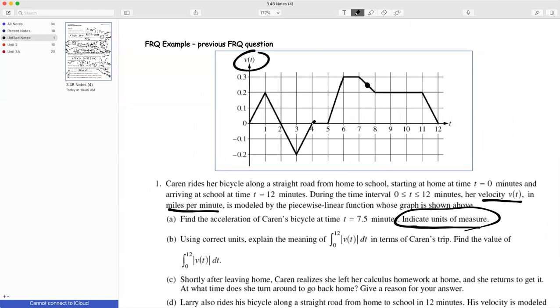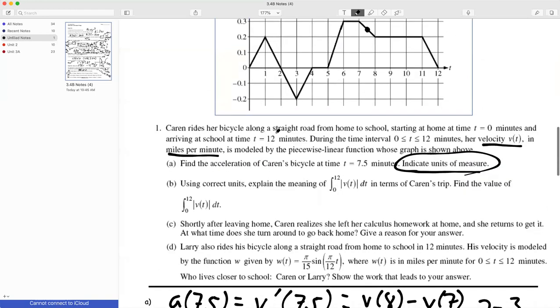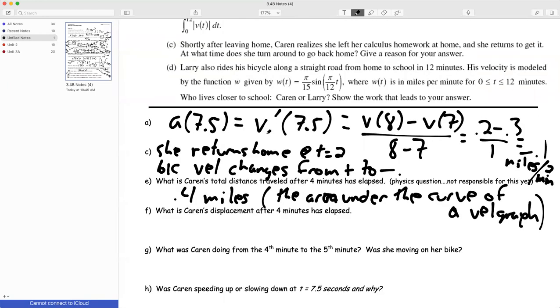How do we know she's at home at 4? Well, that just means the velocity is 0. How do we know she's back home after 4? Because this area is equivalent to this area of the triangles there. So yes, her displacement is 0 after 4 minutes.